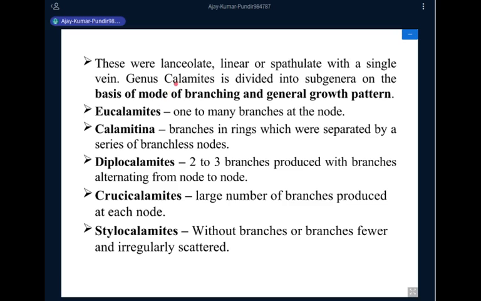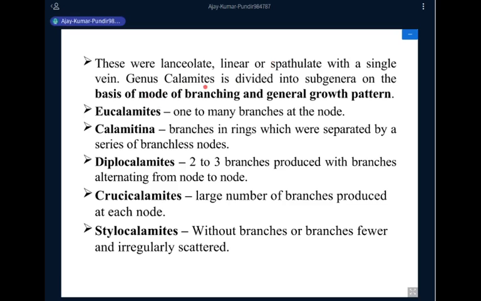The leaves were lanceolate, linear, and spatulate, spoon-like, with a single vein. There is no lateral vein present in the Calamites. According to paleobotanists, the leaves were simple, lanceolate, linear, and spoon-like.